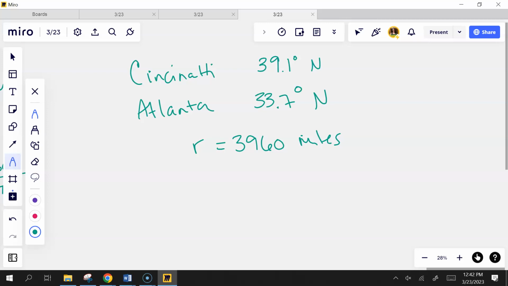Oh, silly me. Okay, we'll turn into radians. We've got to turn it into radians. Okay, so 39.1 times pi over 180.